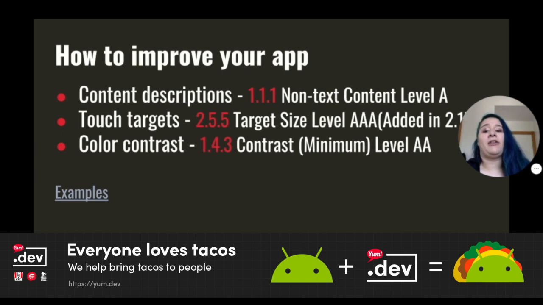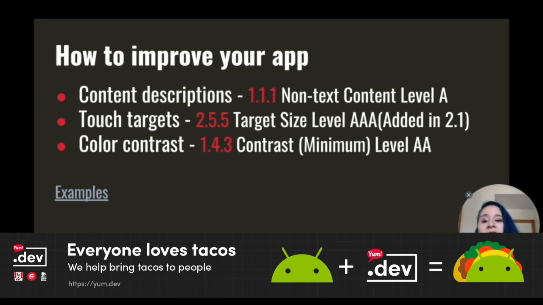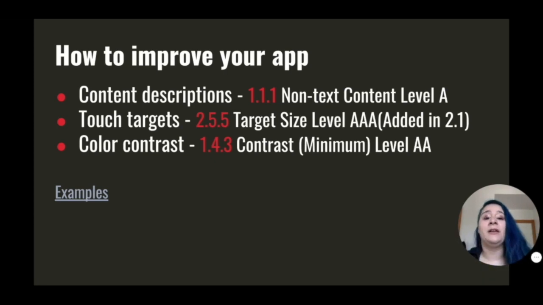Now we're going to talk about how to improve your app. We're going to talk about 3 main issues that we typically see in Android applications. And these are content descriptions, touch targets, and color contrast. Content descriptions are under the 1.1.1 WCAG guideline, non-text content. This is a level A compliance, and this states all non-text content that is presented to the user has an alternative text that serves the equivalent purpose. Basically, this means if I use an image button, I need to add a label to this button because there is no text context provided to the user when using a screen reader.